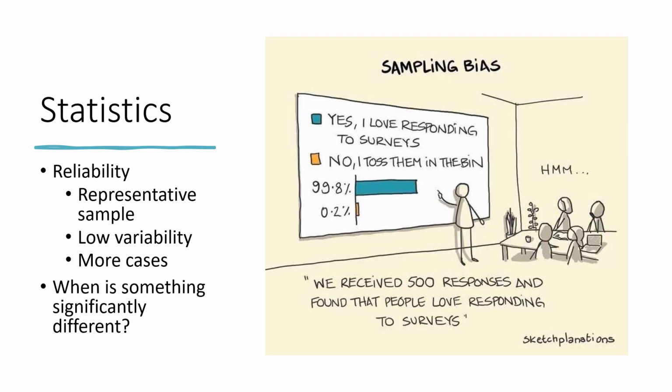We want data that comes from a sample that represents the population that we want to generalize to. If the data is not representative, then it isn't reliable. The second criteria is that there is low variability in the sample. We want average to come from data that doesn't vary as a whole. We want a normal distribution.